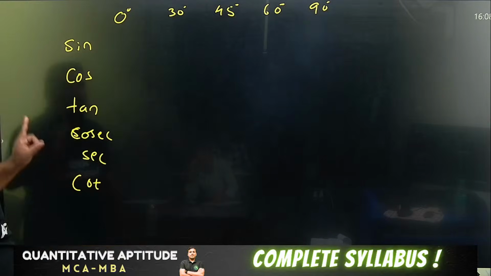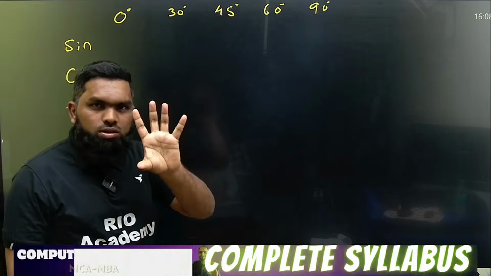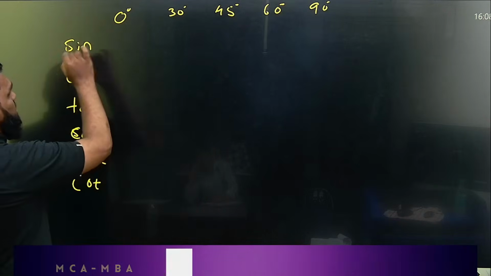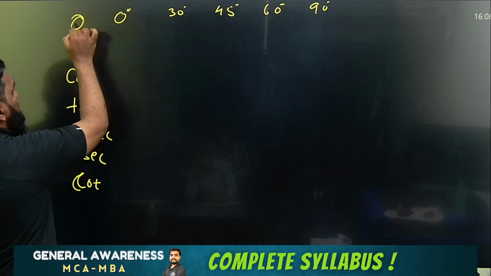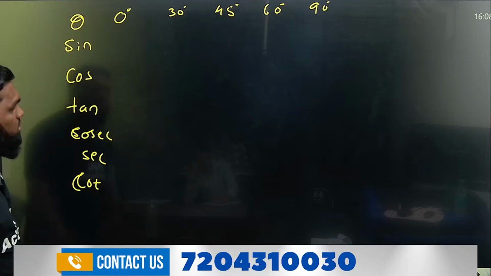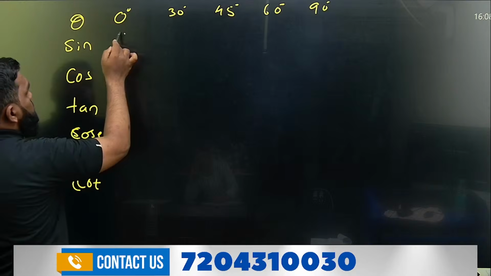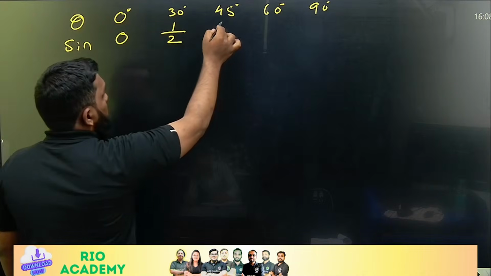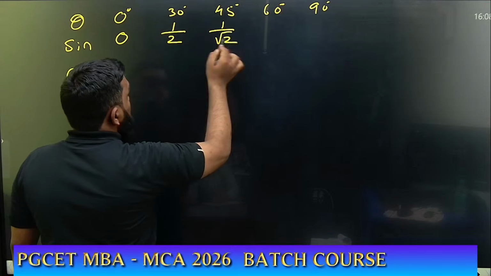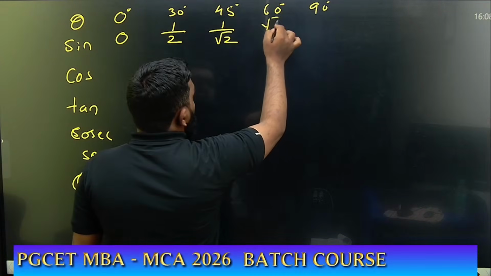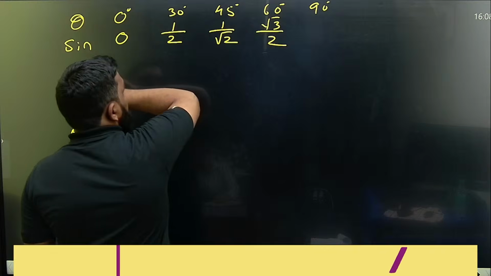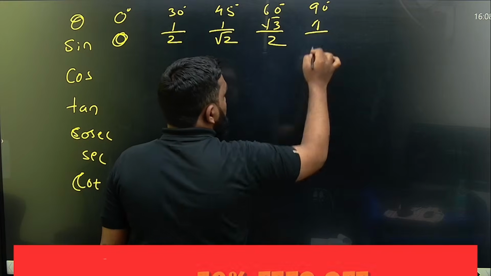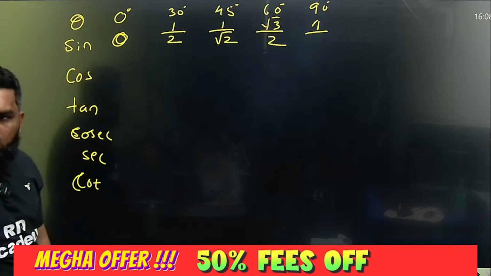In this trigonometric table, if we remember the first row, sin, and its angles, we can do it easily. This is theta. sin 0 degree is 0, sin 30 degree is 1/2, sin 45 degree is 1/√2, sin 60 degree is √3/2, and sin 90 degree is 1.